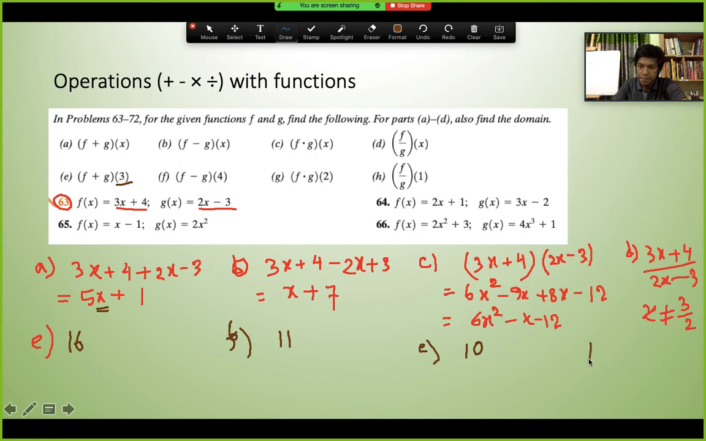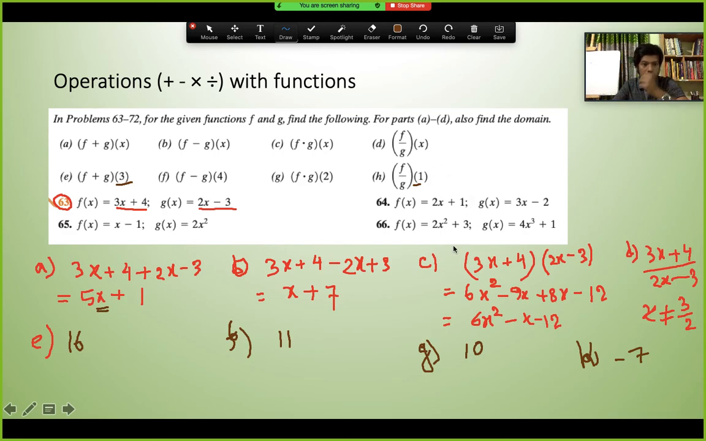Then the next one. So here we have to put 1. That means 3 into 1 means 3 plus 4, that means 7. Now we are doing this part. 2 into 1 means 2. 2 minus 3 equals minus 1. So it is actually 7 divided by minus 1, so it means minus 7. Oh, this is not D. This is G number. And this is H number. But yes, we put it under D number because D number is division, and here we have to plug in the value.